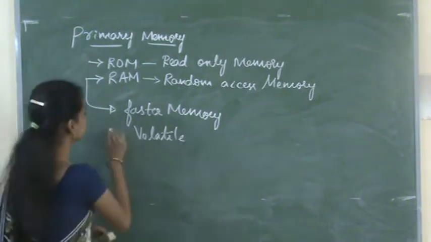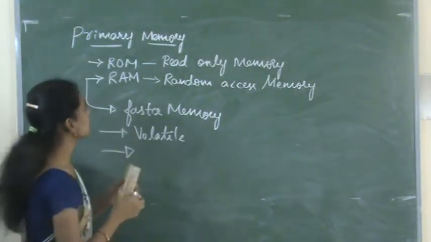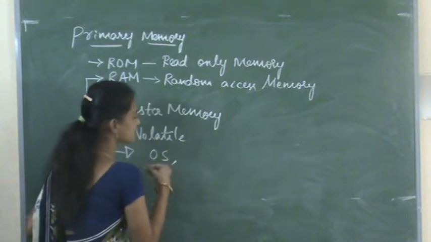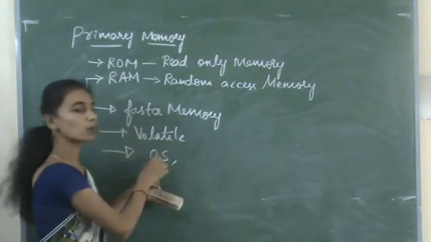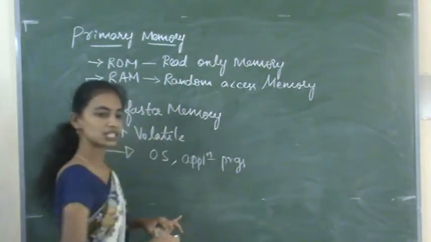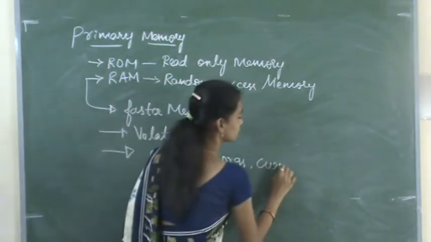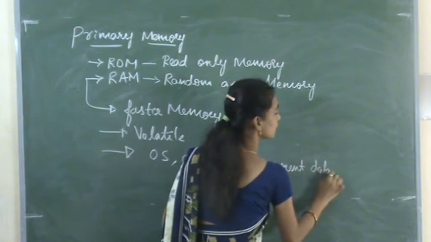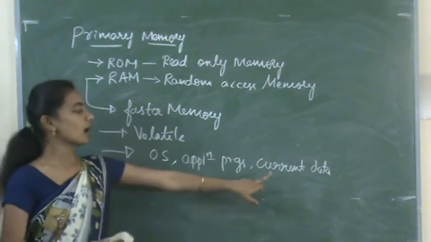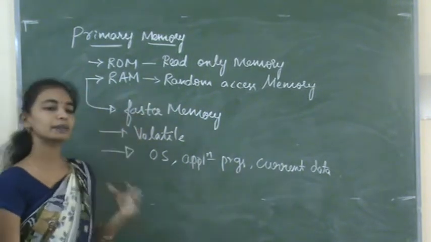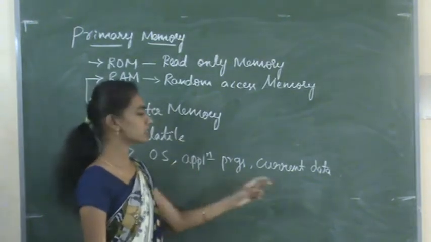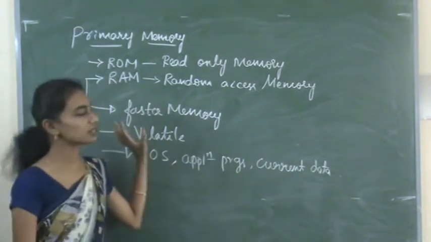This RAM temporarily stores the computer operating system, the application programs and the current data. Current data means whatever we are executing at present, the data we are processing in the present situation gets stored. So this is about RAM.